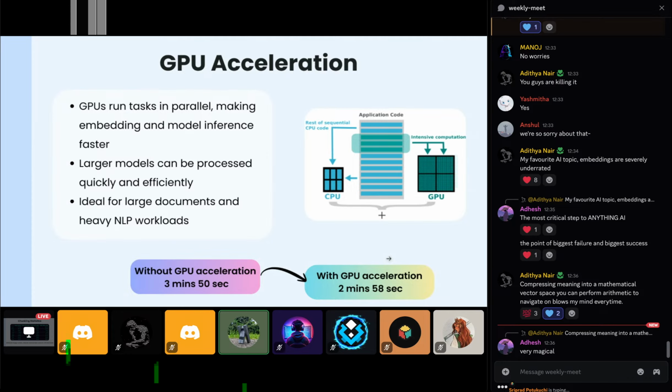So GPU acceleration leverages the power of parallel processing, allowing multiple tasks to run simultaneously. This significantly speeds up the embedding generation and model inference, making it much faster than traditional CPU processing. By utilizing GPUs, even large and complex language models can be processed quickly and efficiently. This capacity is especially beneficial for handling large documents and managing heavy NLP workloads, where computation demands are very high. Overall, GPUs enable a scalable and efficient way to deliver NLP applications by drastically reducing the processing time.